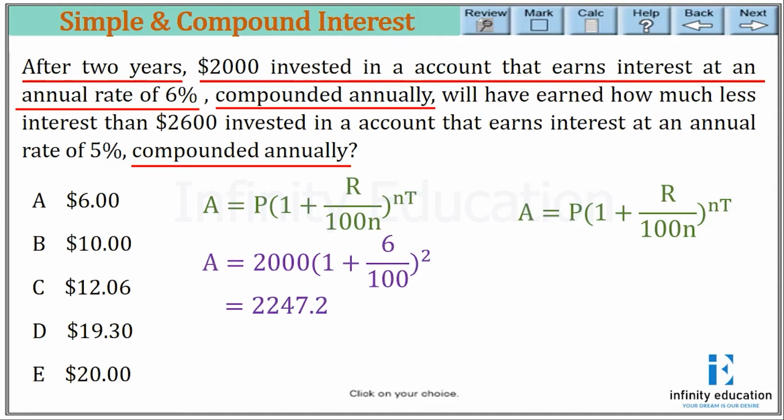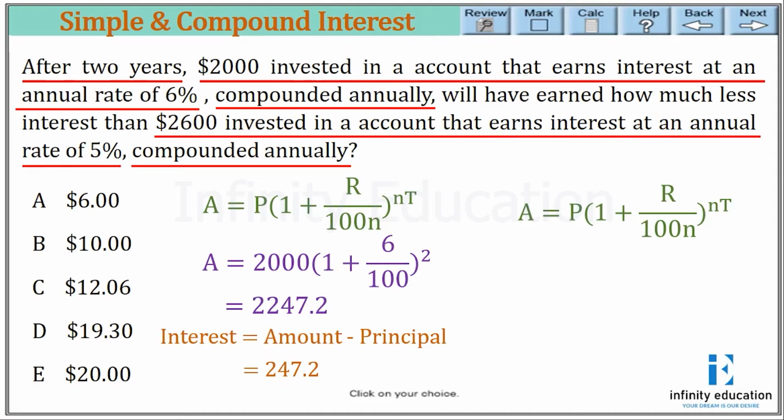Now let's do the next one. So we know interest equals amount minus principal. So the interest earned from the first one is $247.2.